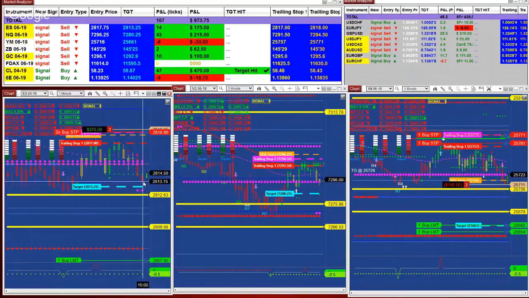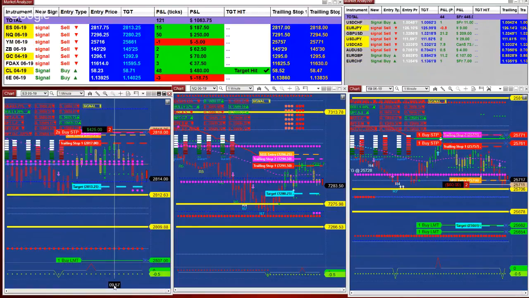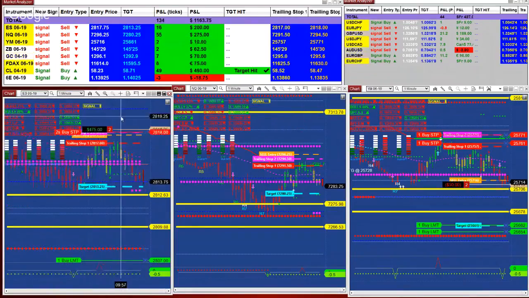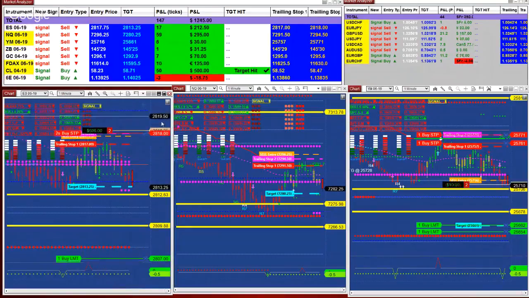As you see, the ES is not going in that direction and is getting caught between a resistance line at 1525 and a support line at 1325. So we are waiting for some kind of breakout to bail out of those trades.